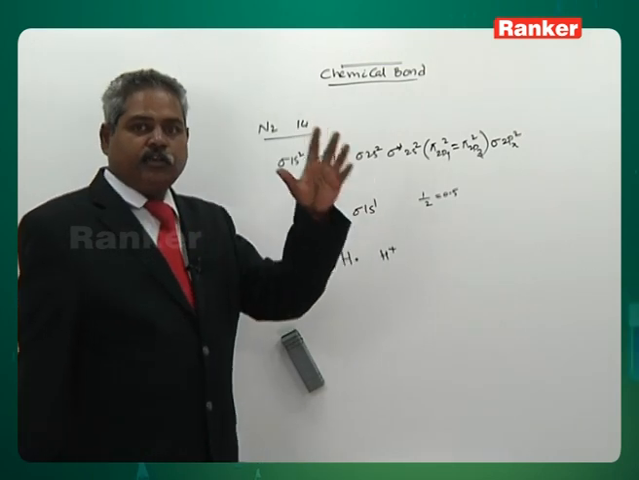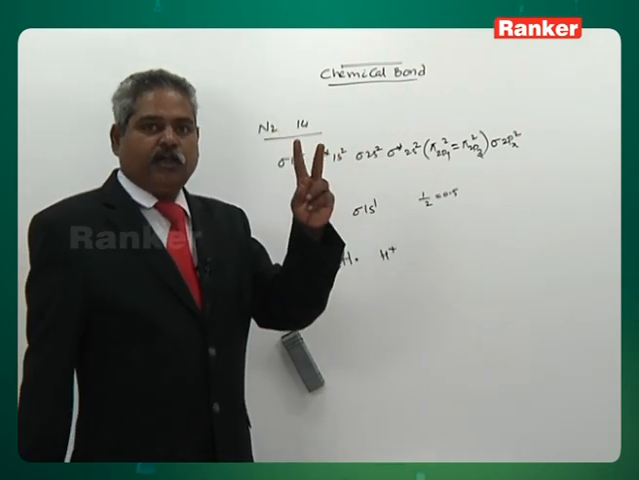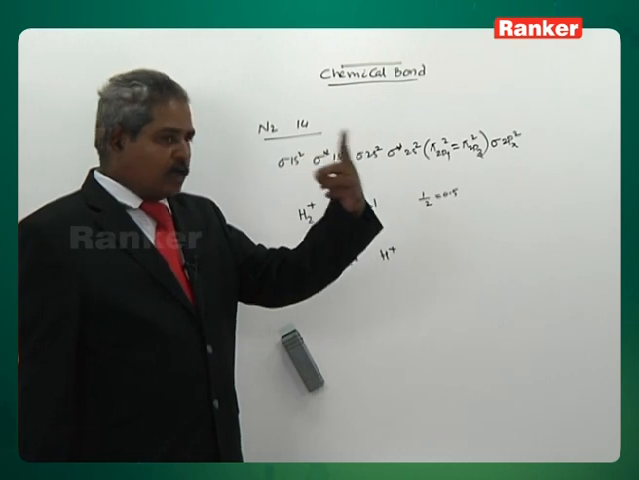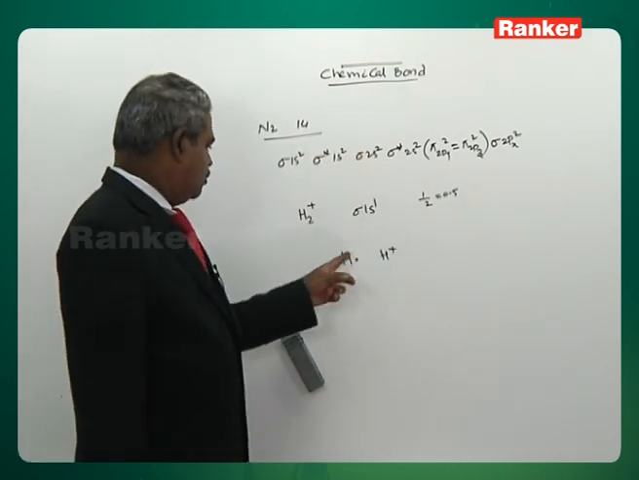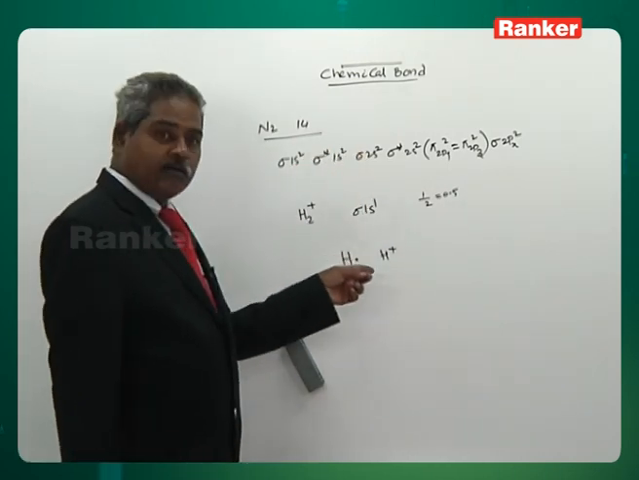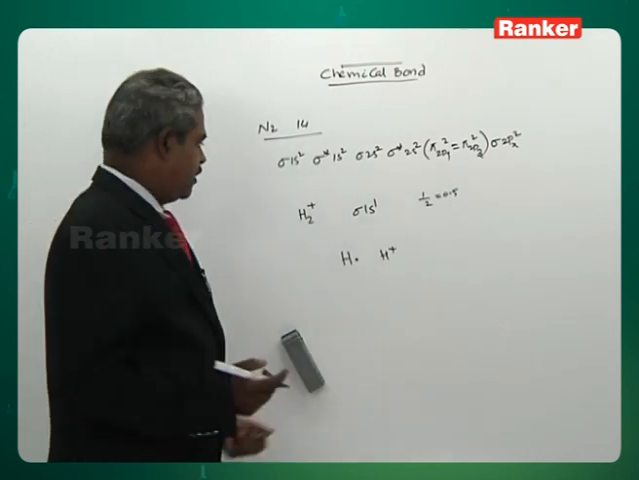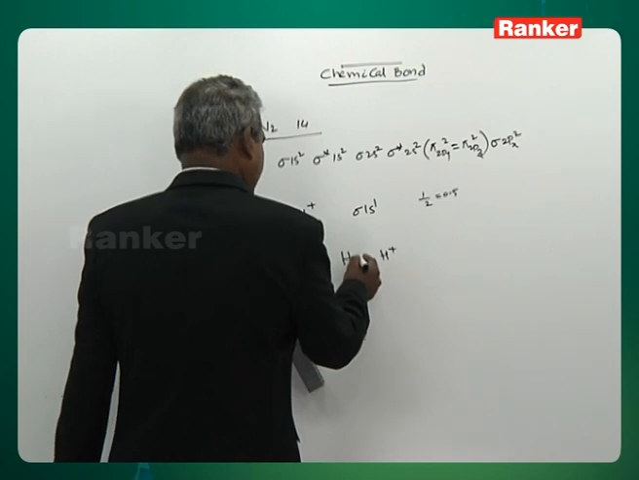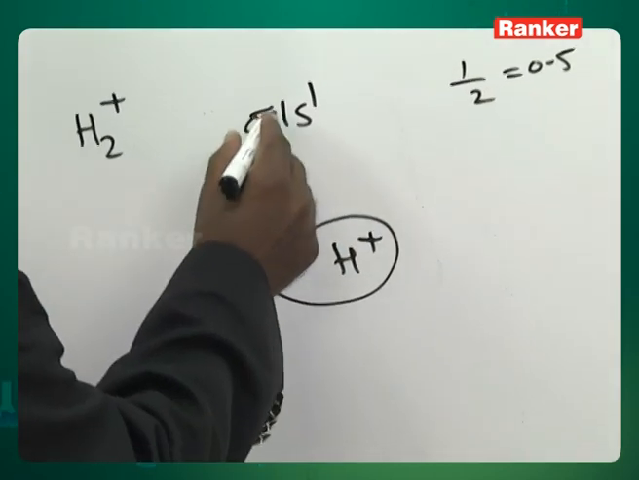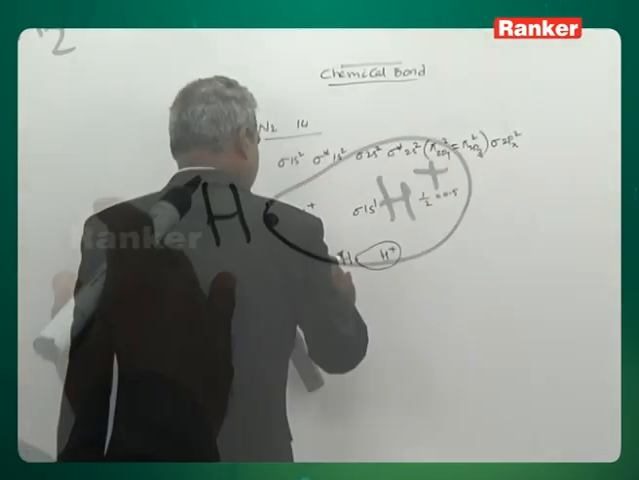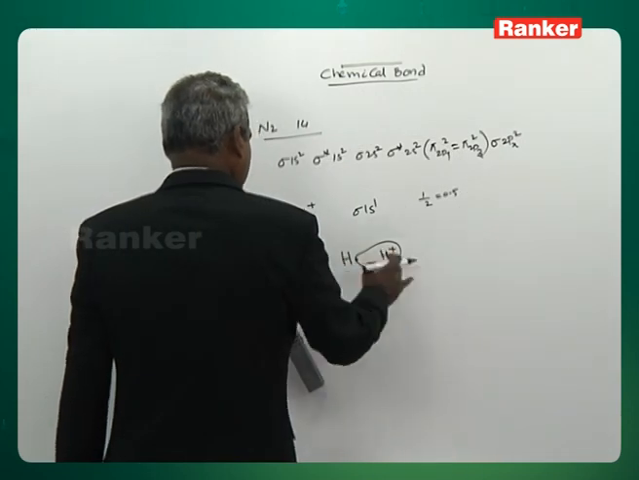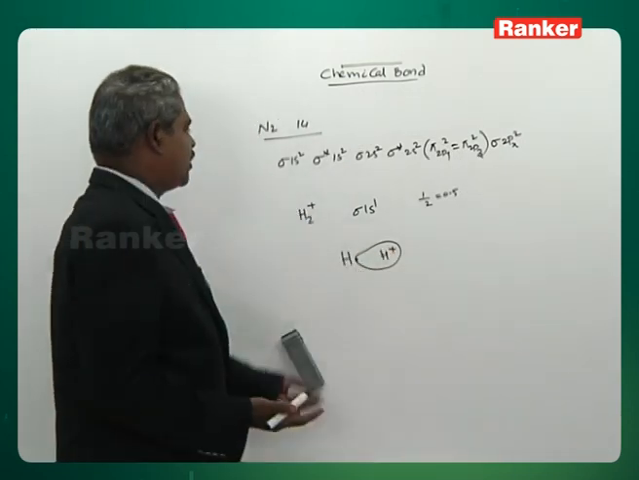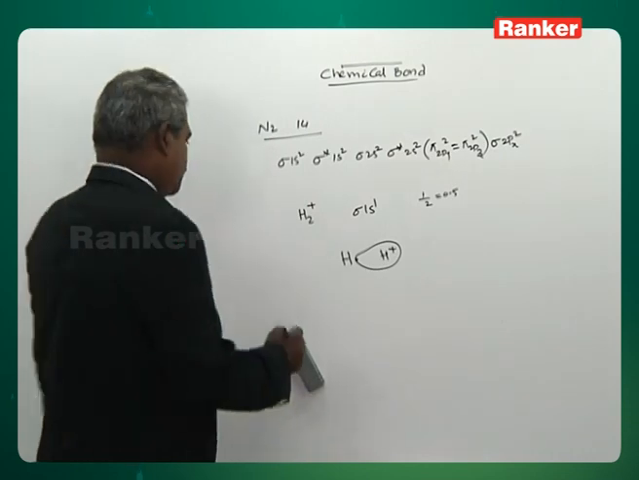Hydrogen molecule, you have 2 electrons. After heating, one electron is lost, but the remaining 2 nuclei will share that 1 electron, because they have only 1 electron. How will they share that? That single electron will be moving around the 2 nuclei, that is sigma 1s1. This electron will be moving between these 2 nuclei, only 1 electron. So it is equal to half a bond.